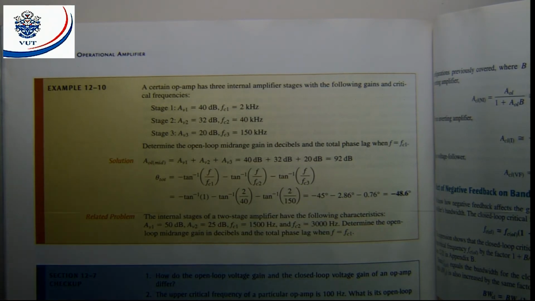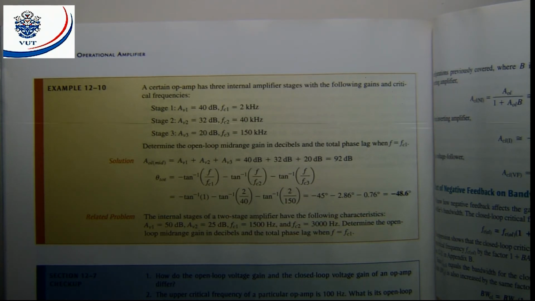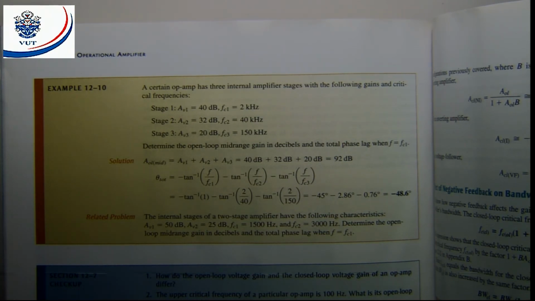To illustrate this, we can have a look at example 12.10. They say a certain op-amp has three internal amplifier stages with the following gains and critical frequencies. Stage 1: AV1 is equal to 40 dB, and the critical frequency FC1 is equal to 2 kilohertz. Stage 2: AV2 is equal to 32 dB and FC2 is equal to 40 kilohertz. And stage 3: AV3 is equal to 20 dB and FC3 is equal to 150 kilohertz.